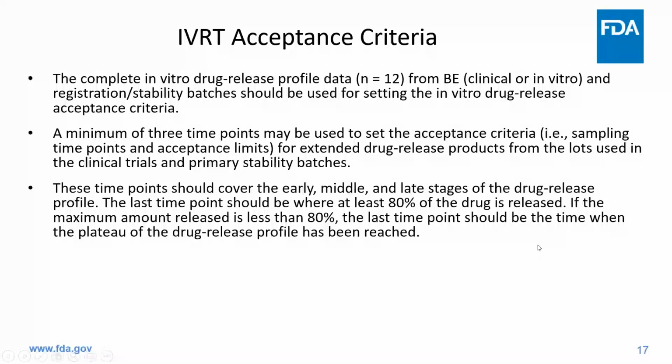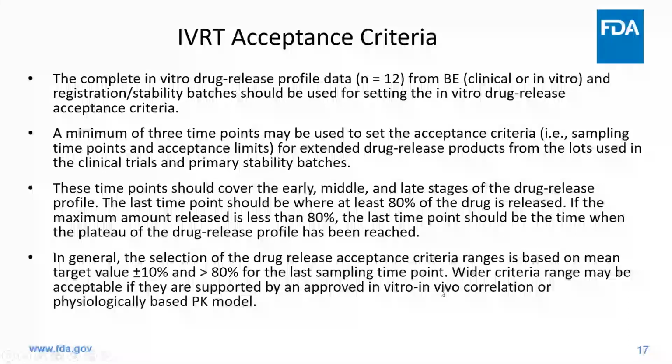And these time points should cover early, middle, and late stages of the drug release profiles. So for the last time point, generally, you should have at least 80% of drug release. If for certain products the maximum amount of drug release cannot achieve 80%, you should demonstrate that the last time point has reached the plateau of the drug release profile. So in general, the selection of drug release acceptance criteria range is based on mean target value plus or minus 10% and greater than 80% for the last sample time point.